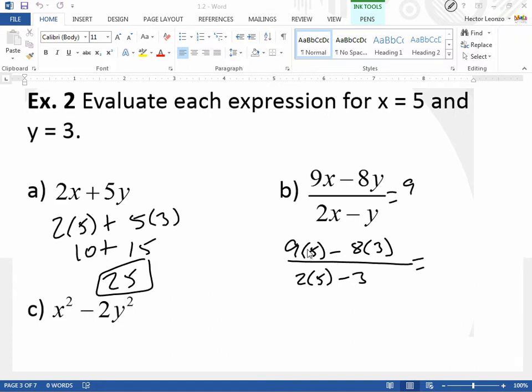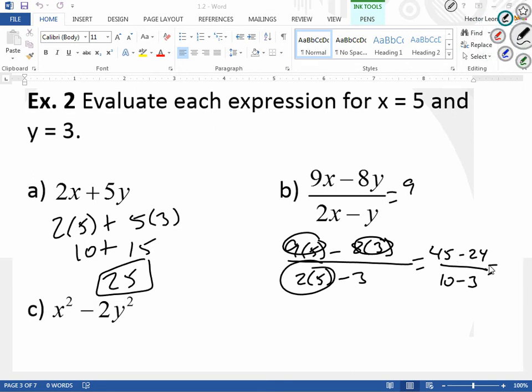So just looking on the top, I have 45 minus 24, right? Because I did my multiplications there and there. I didn't do anything with the minus yet. At the bottom, I have 10 minus 3, right? I just did the 2 times 5 there. So now just looking on the top, 45 minus 24, that's 21. At the bottom, 10 minus 3, that's 7. I know a fraction is division, so 21 divided by 7, my answer should be 3.